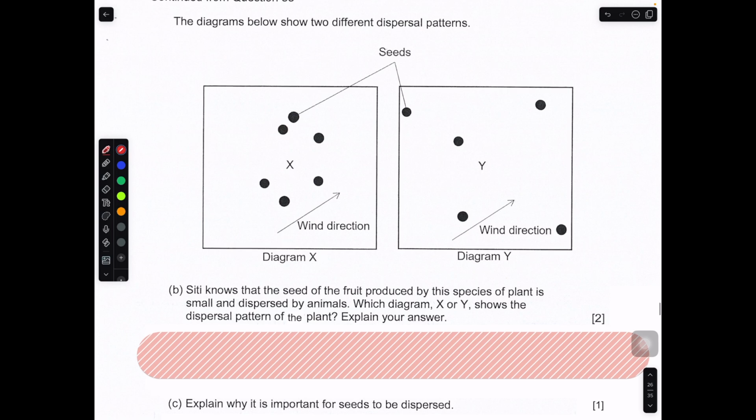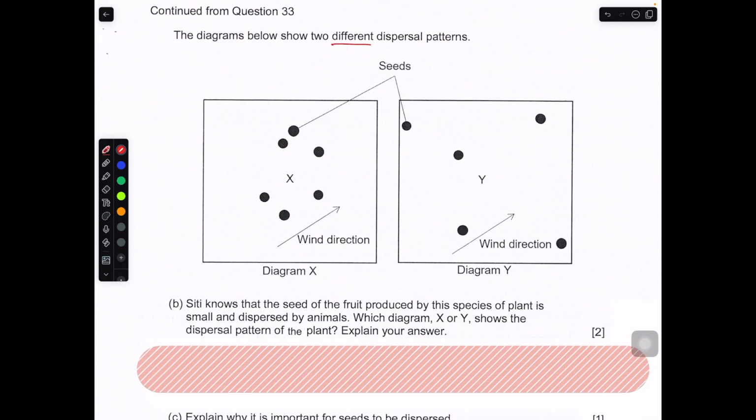Okay, so the diagram below shows two different dispersal patterns. Did you know that the seeds of the fruits produced by this species of plant are small and dispersed by animals? Which diagram shows the dispersal pattern of the plant? Okay, usually when it's dispersed by animals, it's very random and quite far apart from each other.